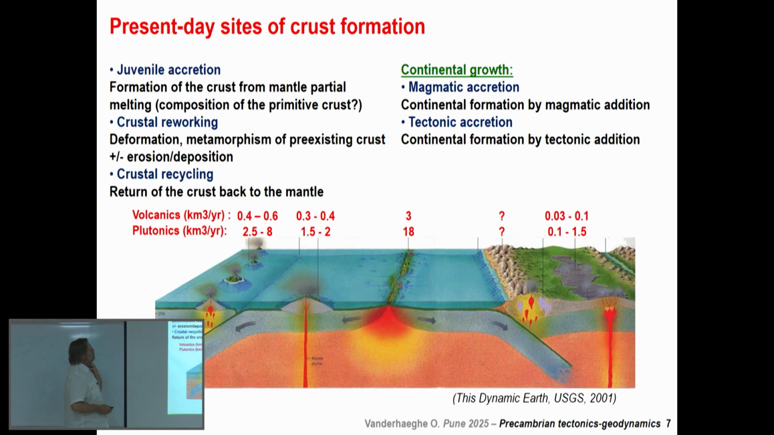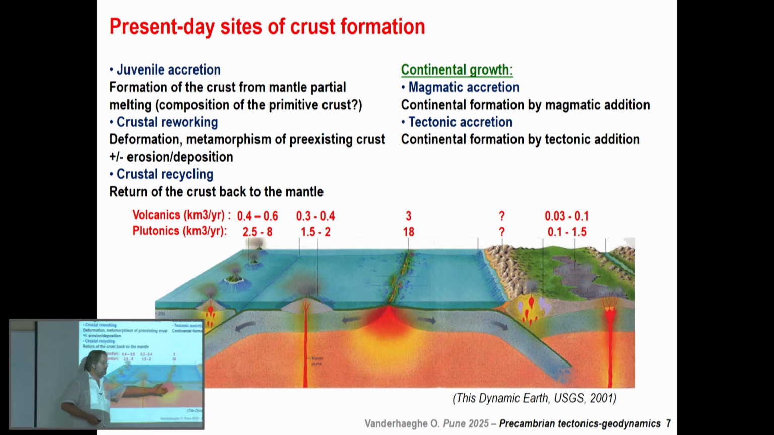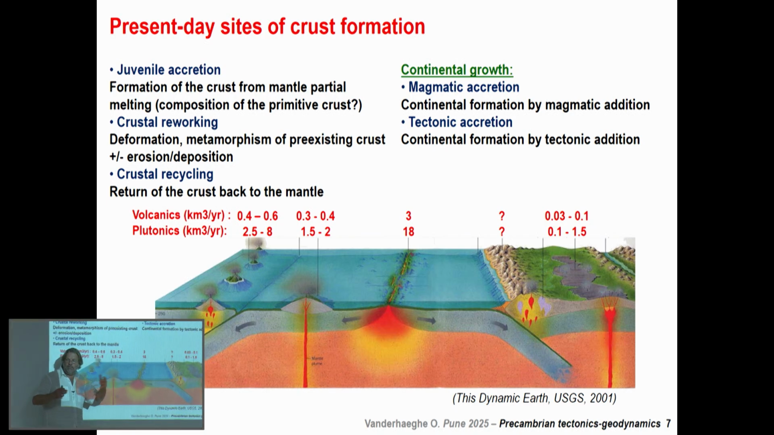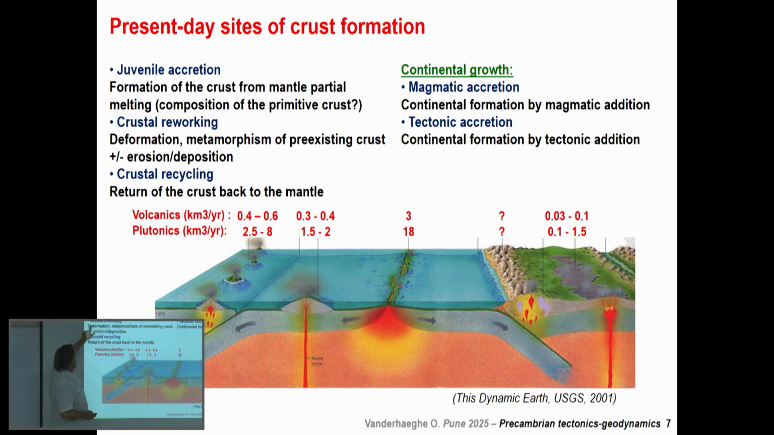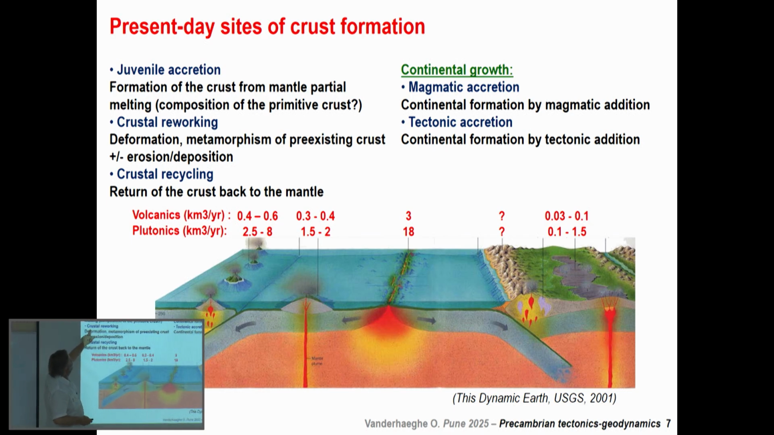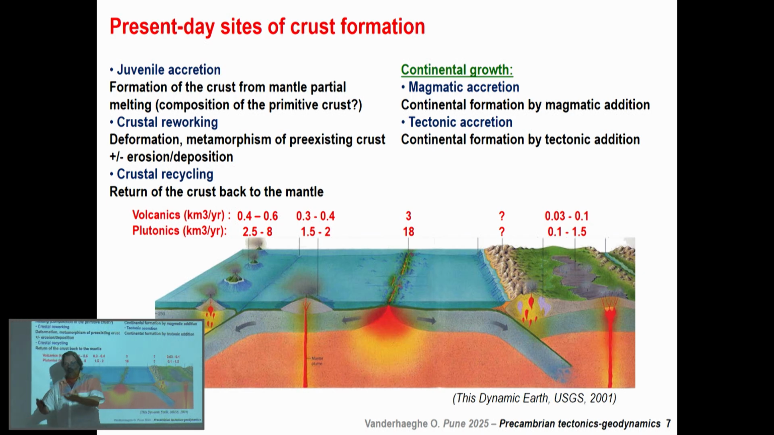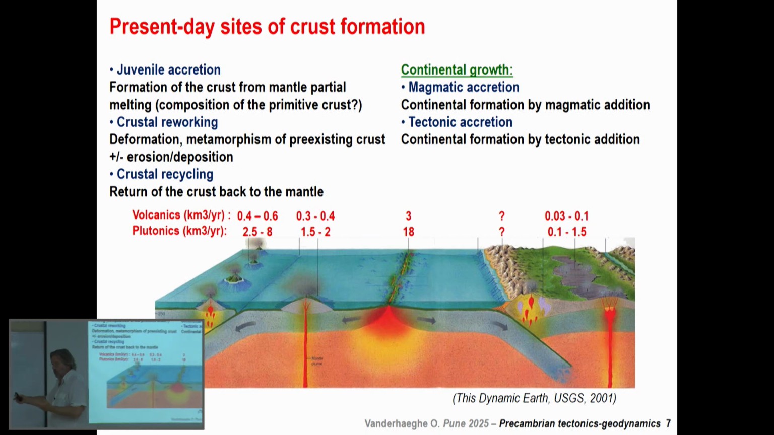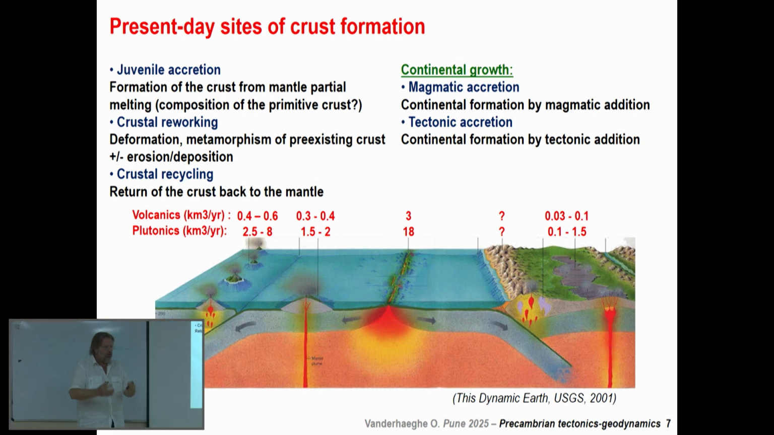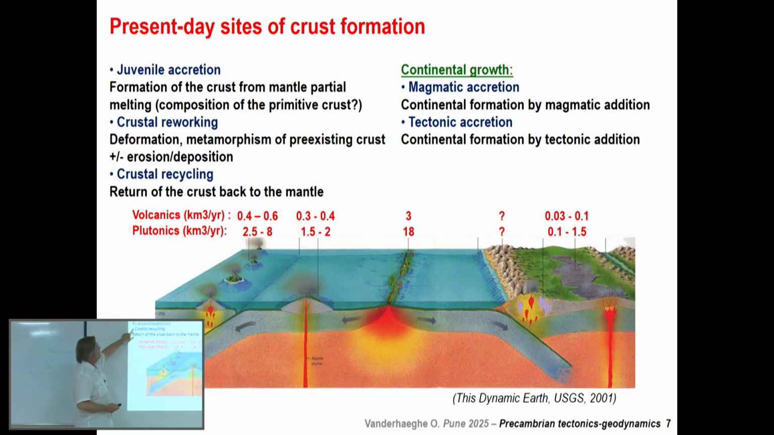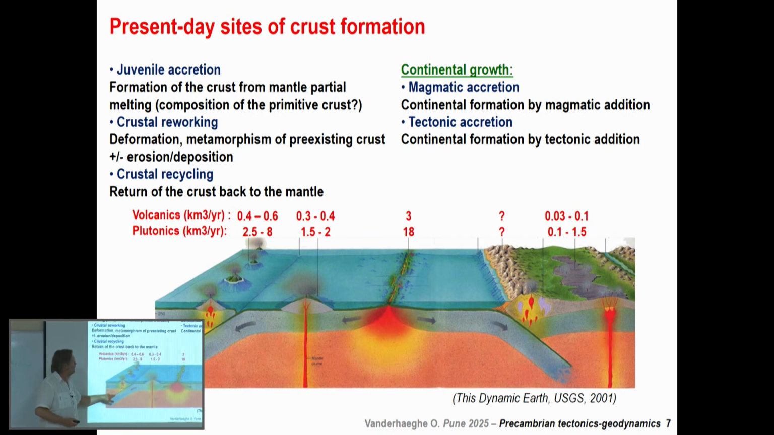So this leads us to some definitions. We consider juvenile accretion as magmas are extracted directly from the mantle. This is called juvenile, and that's not to be confused with crustal reworking. Crustal reworking is when the crust is affected by deformation and metamorphism and maybe all the way to partial melting. So that crust was formed before but was then reworked. Crustal recycling corresponds to the return of the crust back to the mantle.